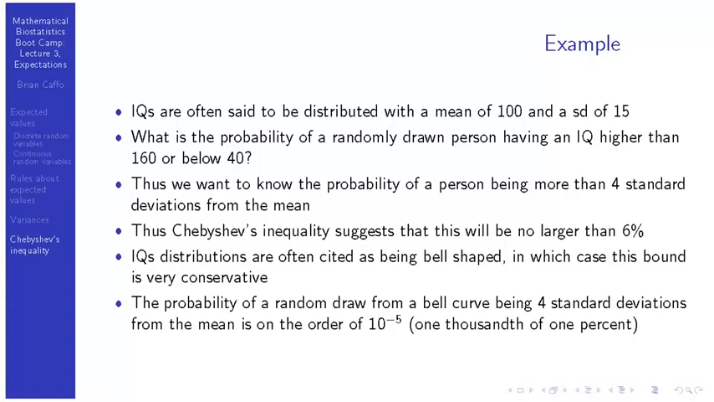If in fact the IQ distribution is bell-shaped or Gaussian, this bound is very, very conservative. Just to give you a sense of how conservative, the probability that a random draw from a bell curve is 4 standard deviations from the mean is not 6%, but on the order of 10 to the minus fifth, 1,000th of 1%, which again doesn't violate Chebyshev's inequality. 10 to the minus fifth is less than 0.06, so it's fine, but it's quite a bit less. So that gives you a sense of how conservative Chebyshev's inequality can be.